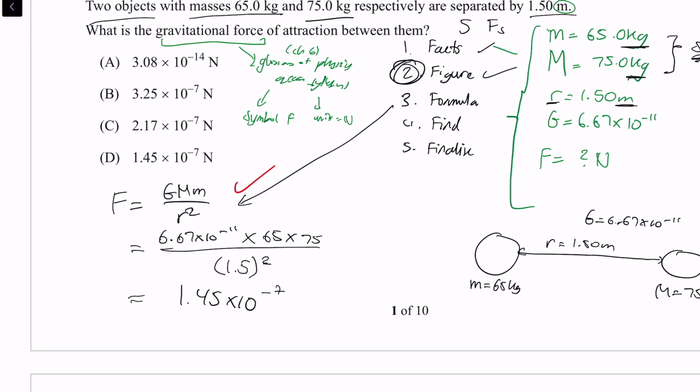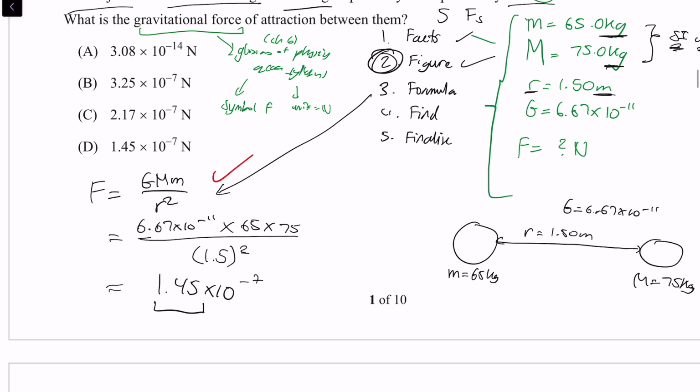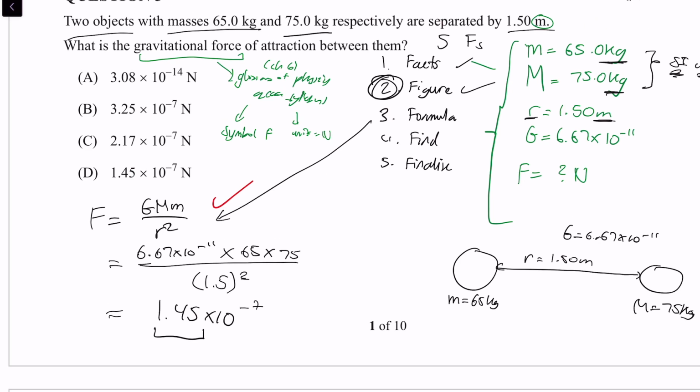Okay, and so that's our key value there. None of these options have the 1.45 in that form, so as soon as you see a 1.45, that's when you know this is the right answer. So the answer is D.